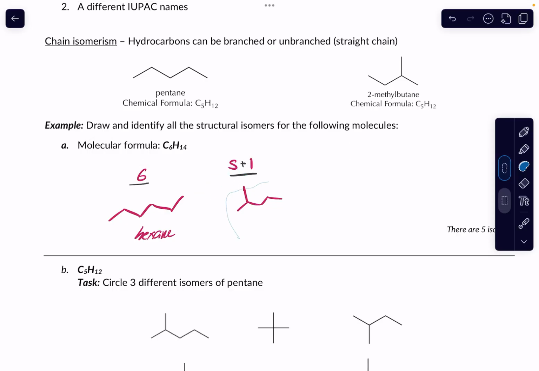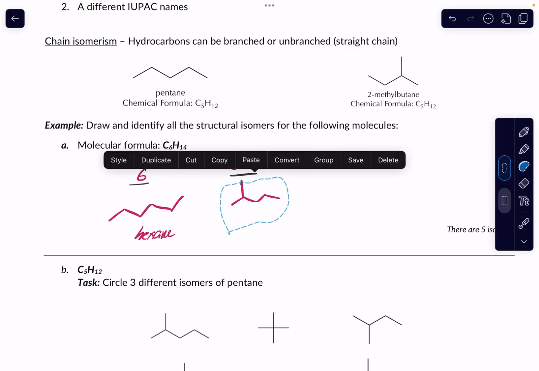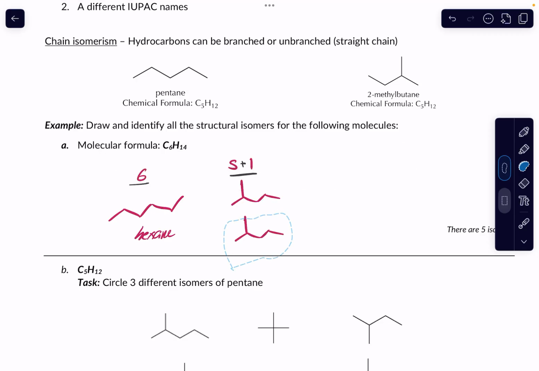So that works, and there is one of the isomers. Now, if I duplicate this, because I'm lazy, where else could I put this branch? I could put it here as well. Is that the same thing as the one above it? No. The branch is in a completely different place, and it will have a different name when I go back and name it all. Can I put it anywhere else?